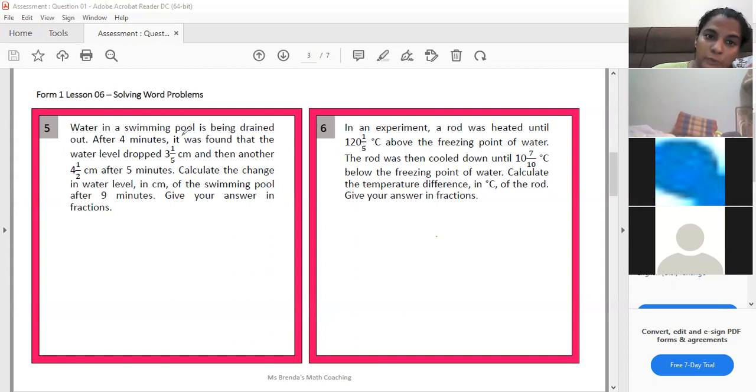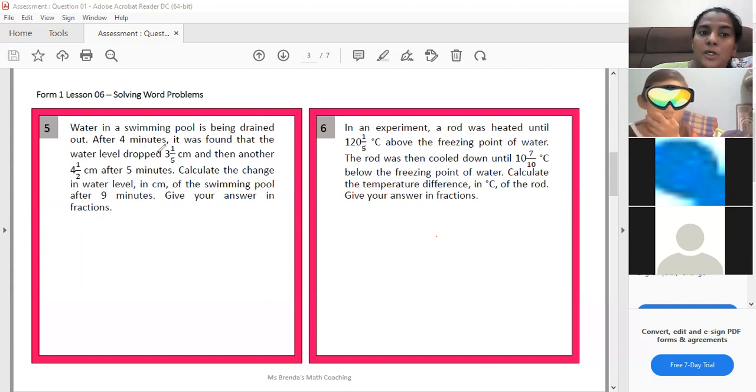Water in a swimming pool is being drained out. So you can imagine, after 4 minutes, it was found that the water level dropped 3.5 centimeter and then another 4.5 centimeter after 5 minutes. Calculate the change in water level of the swimming pool after 9 minutes. Give your answer in fractions.